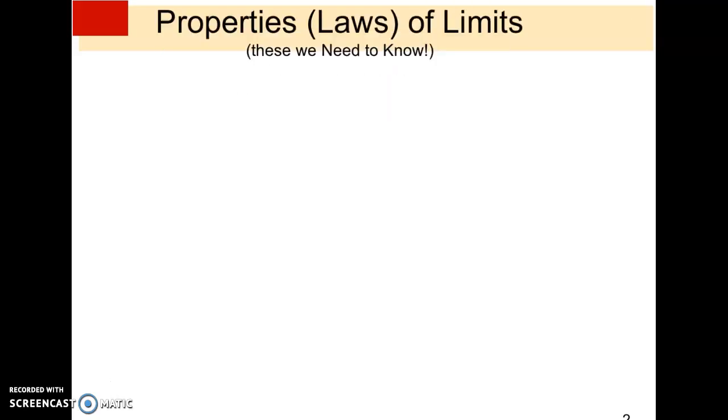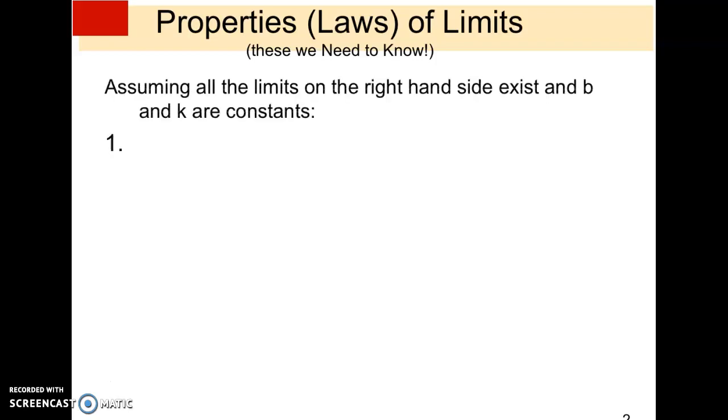So here I want to go through the different properties that you need to know to manipulate these limits, this idea of a targeting value of a function. So let's go through these properties that you need to know.